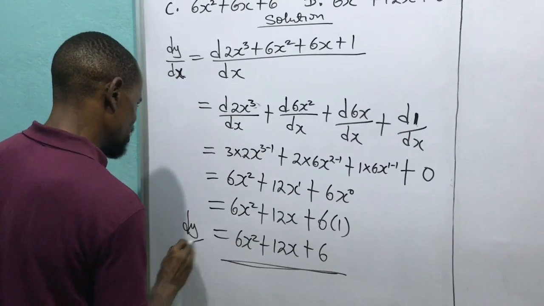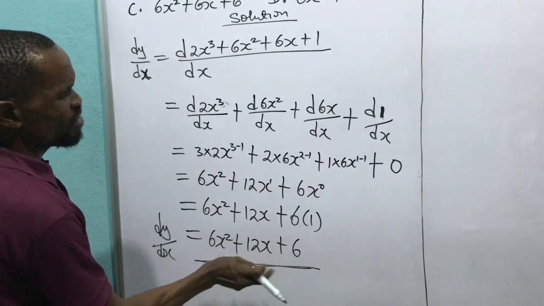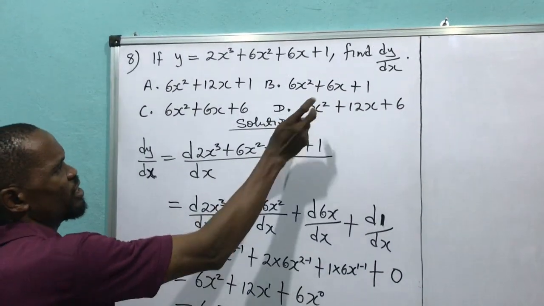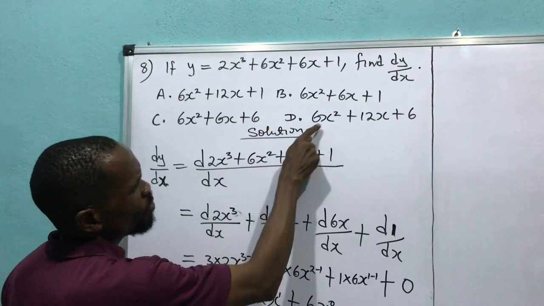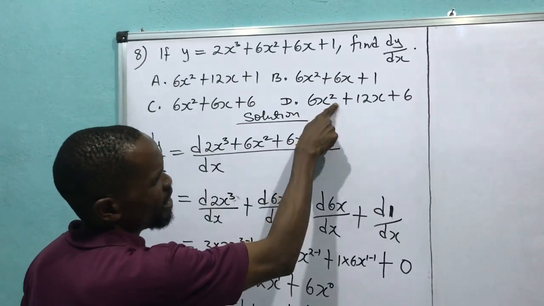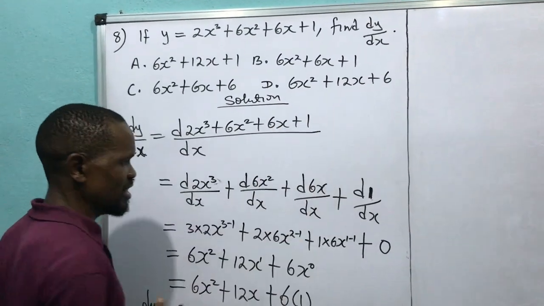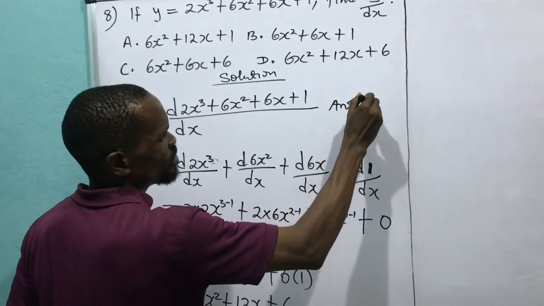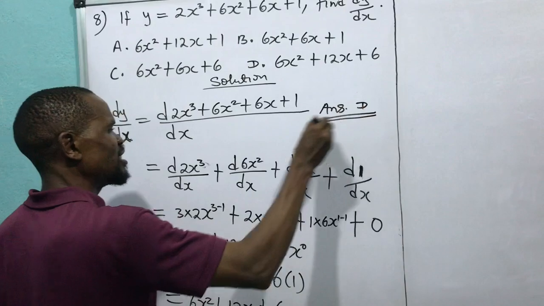And that's my answer, which is what? dy/dx. And looking at this question, the answer, let's just go to the options. Look up here, the options. We'll look at option D, which is 6x squared plus 12x plus 6. That is the answer. We said our answer is the what? Option D. That's our answer.